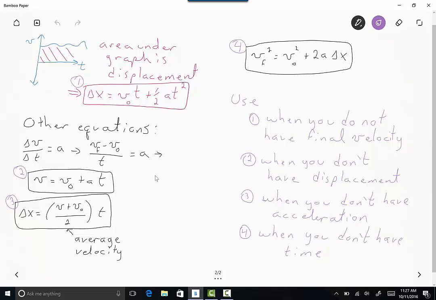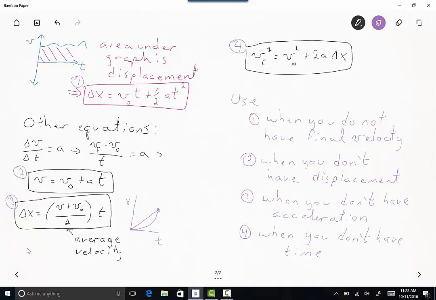The other equations that we can come up with, starting from the definition of acceleration being delta v over delta t, lead us to the second equation, v is equal to v naught plus at. This third equation here, where delta x equals v plus v naught over 2 times t, this thing in parentheses is actually your average velocity. You would use this one most of the time if you have a case of your x and t looking like this. Then to find the average velocity, you just take the ending velocity and the beginning velocity, add them and divide by 2. Okay.